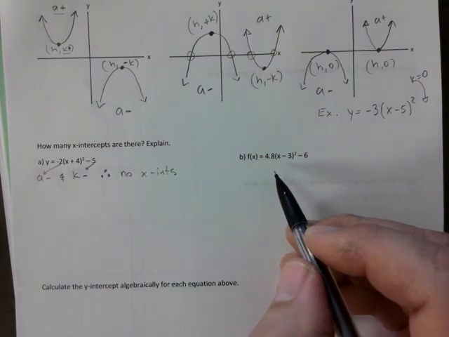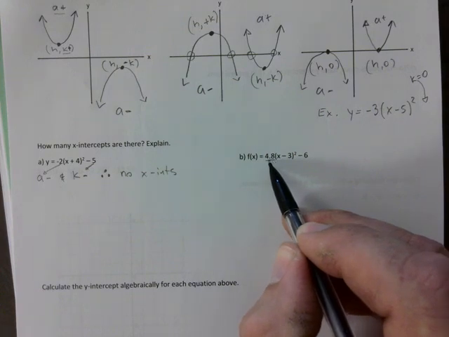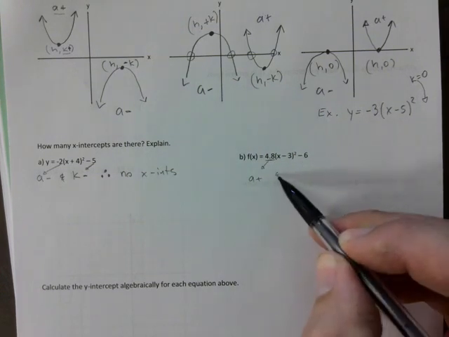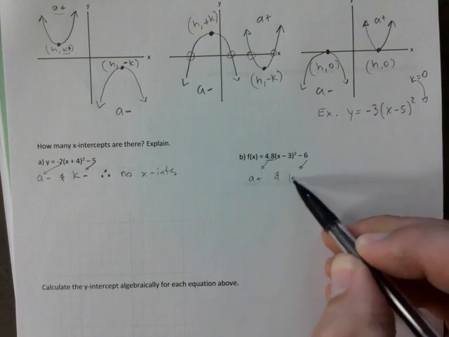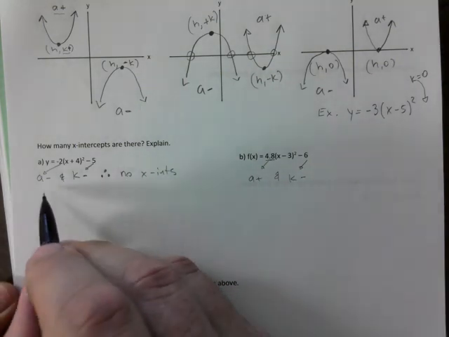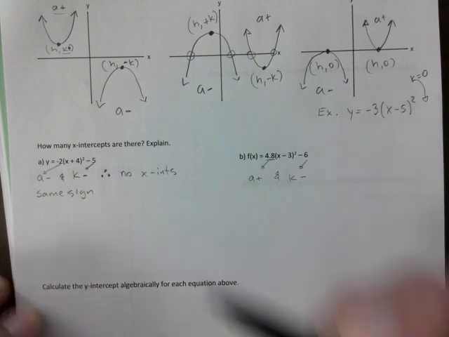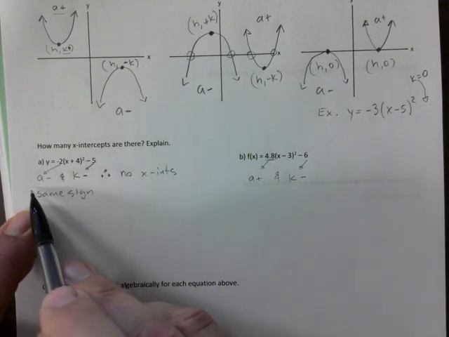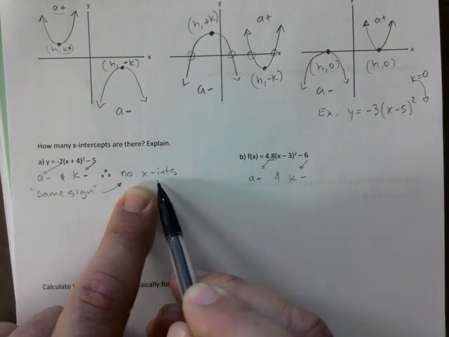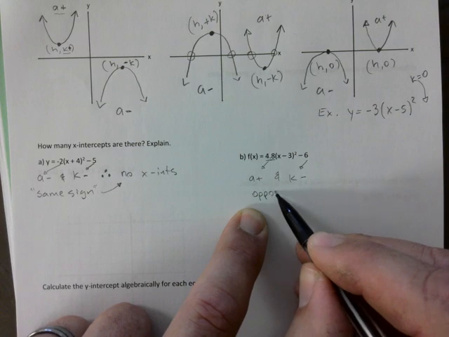Brave volunteer for this one? All right, Xander is the brave volunteer. Thank you. A is positive and k is negative. Oh, okay. Opposite signs. We know that in the previous one they were negative and negative, and it's the fact that they have the same sign that brings us to conclude that there are no x-intercepts. These have opposite signs.